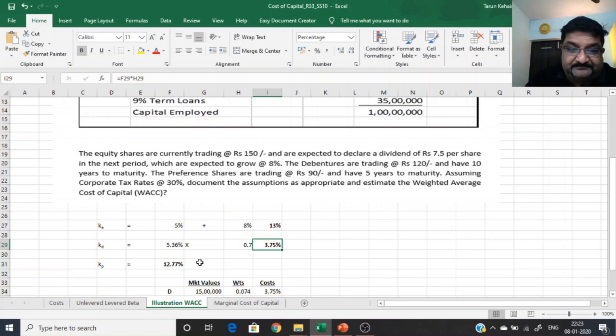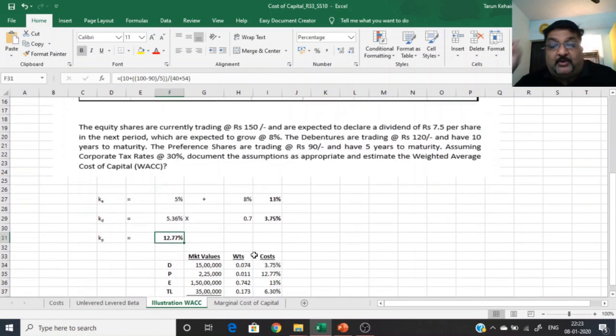WACC calculations. The cost of preference shares can be found out by the same formula, because you have been given the prices of the shares and the number of years to maturity. So we will use the same. Instead of coupon, you will use dividend plus maturity value minus price divided by number of years to maturity, all of that divided by 40% of the maturity value and 60% of the price, giving you the cost of preference shares of 12.77%.